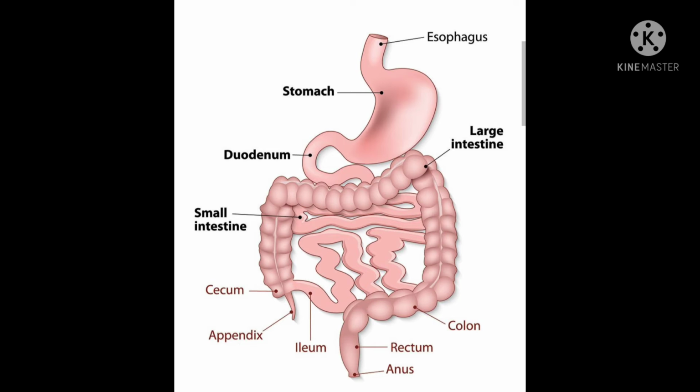Children, where is the liver located? The liver is located in the upper part of the abdomen on the right side. It is the largest gland in the body. It secretes bile juice that is stored in a sac called the gallbladder. The bile plays an important role in the digestion of fats.